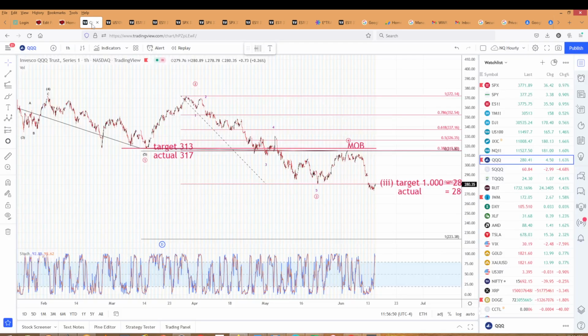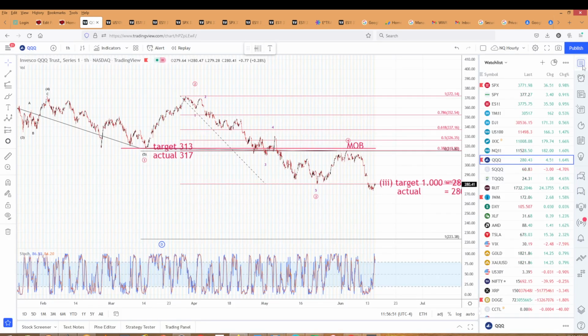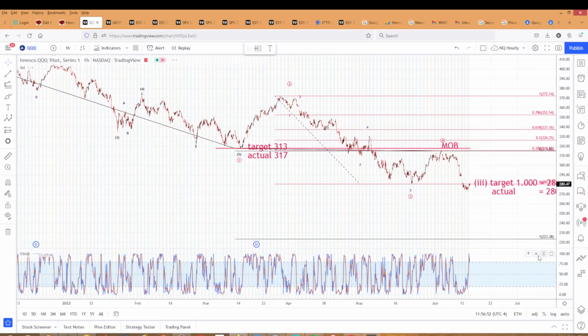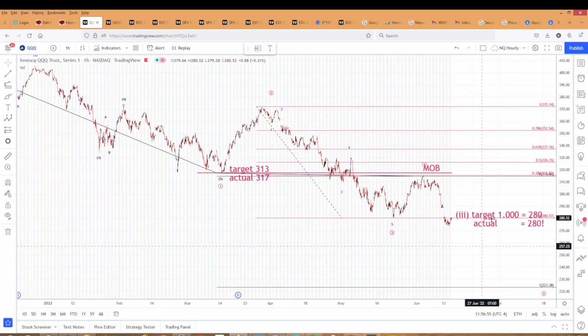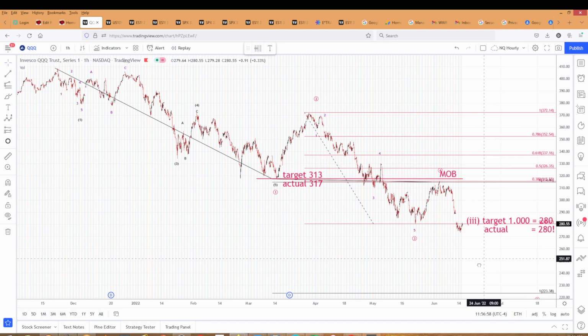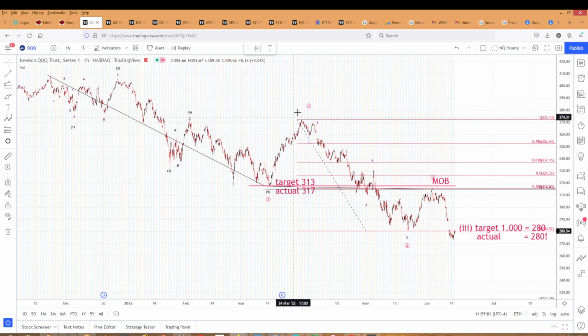I want to touch base with the Qs if I can here real quick. There is our chart. Let me scrunch that down. And you can see we got a 1 with a circle in red, a 2, a 3. The 4 make or break held below that level there, and it looks like 5 down is in progress. And you can see that's where 3 was. It was right on target.